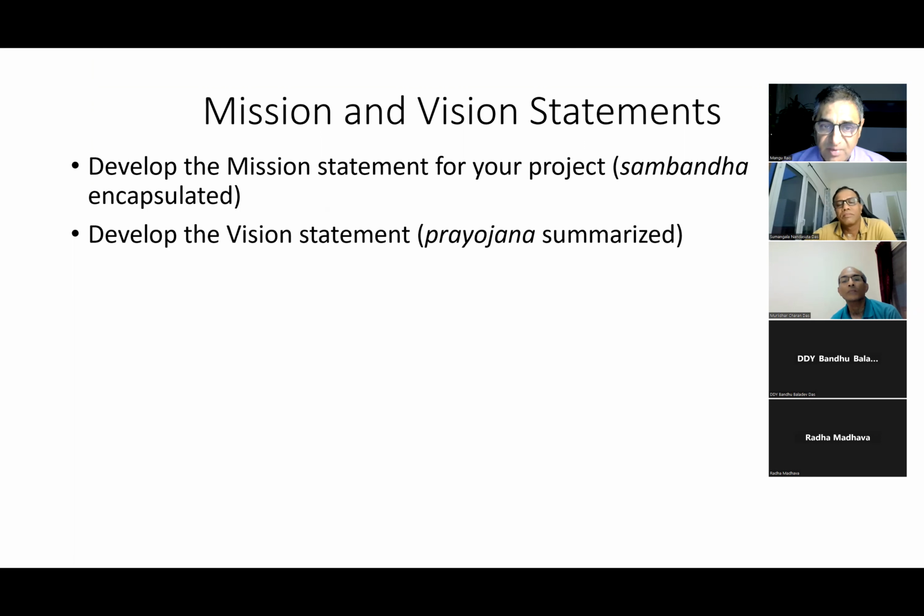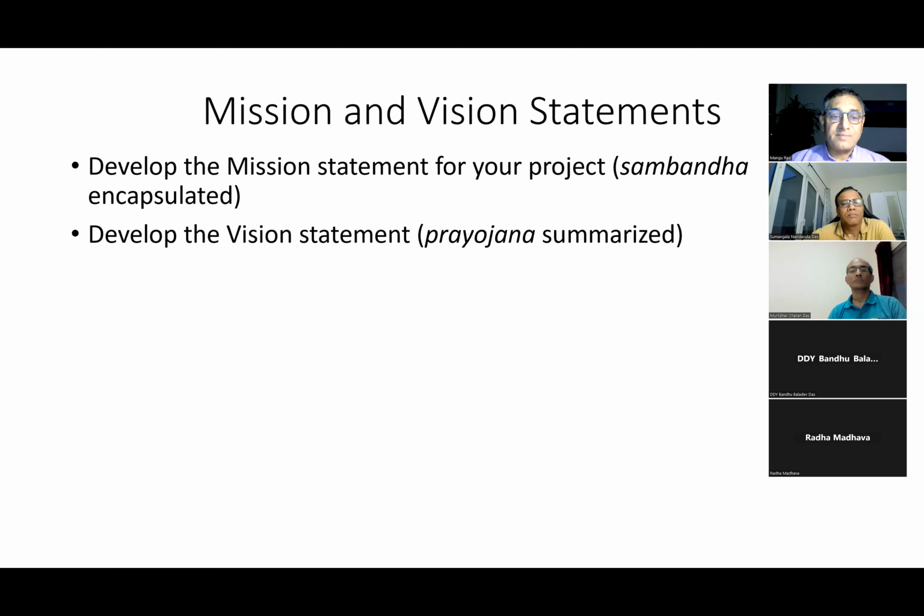So, develop a mission statement for your project means sambandha. That means you're trying to ask, who am I? Who is God and what is my relationship, right? The same way, it's a question of asking yourself to establish a relationship to what I do, to what is the overall objective of the project, the sambandha.